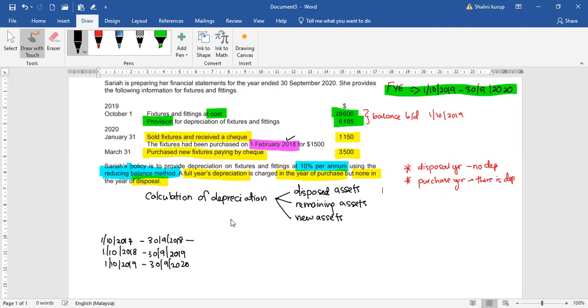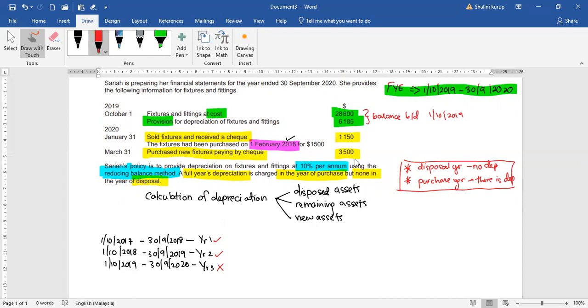So whatever it is, you don't have to worry, because it's a full year's depreciation that you're going to charge in the year of purchase. So how many years did you have this asset with you? This is year 1, this is year 2, and this is year 3. So now making it clear, based on this information here, in the year you dispose of it, you don't have to depreciate. So in this year, there's no depreciation. Obviously, this year you have, this year you have. And it's a reducing balance method of 10%.